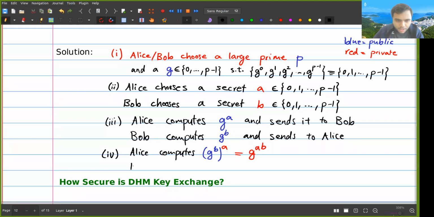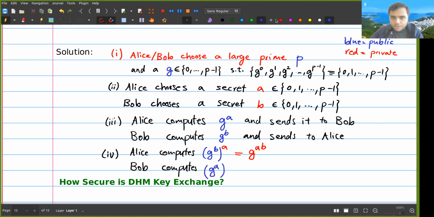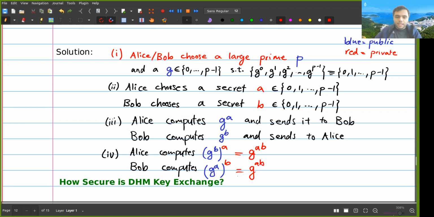Similarly, Bob can do the same thing. So we just swap A and B. So Bob knows G to the power of A because Alice told it to him. And he also knows B because it was his own secret. So he can just raise this to the power of B. And Bob will also get G to the power of AB. And again, all the calculations are modulo P.